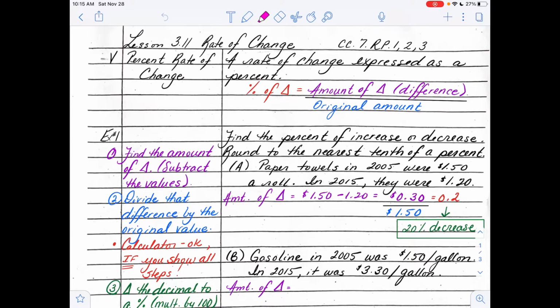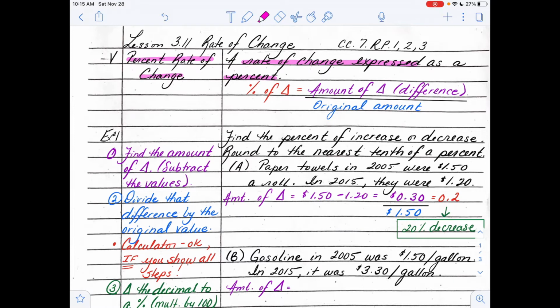Well, back again. Today we're going to be looking at lesson 3.11, and this is what we call the rate of change. Some people will call it the percent of increase, percent of decrease, but rate of change. So our first vocabulary word we need to look at is exactly what we just said, and that is the percent rate of change. And what that is, it's a rate, which is a percent, of change expressed as, like I said, a percent.